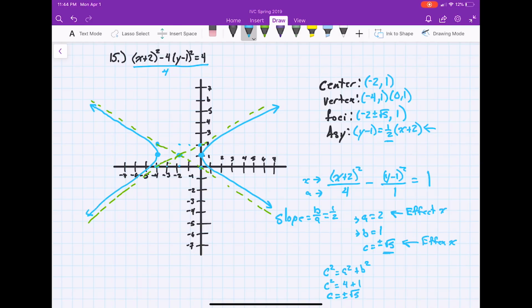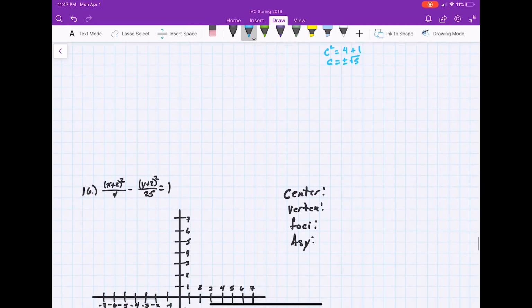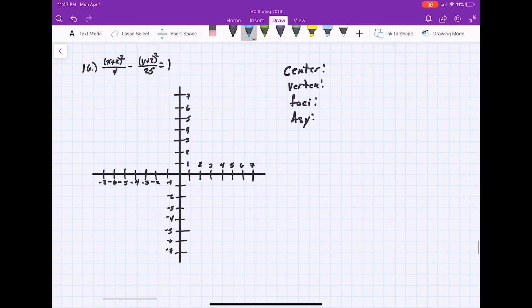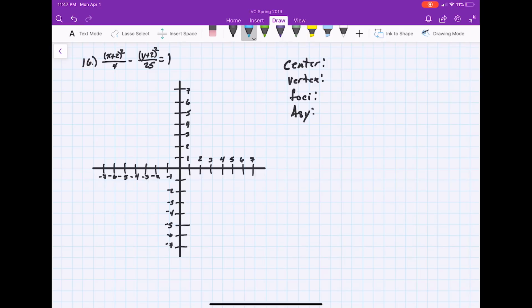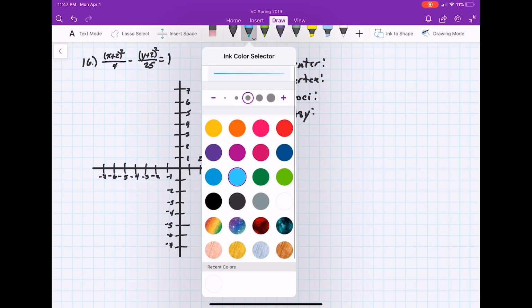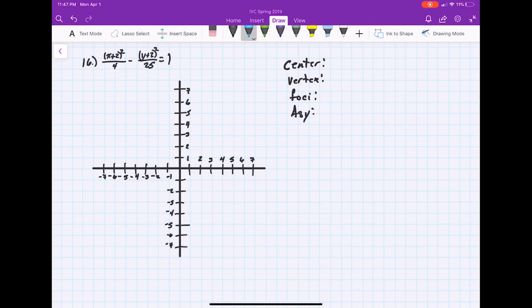There we go. And that's pretty much how we graph that little guy. Now we'll move on to number 16. And again, we're given an equation, and we need to figure out how to graph it.